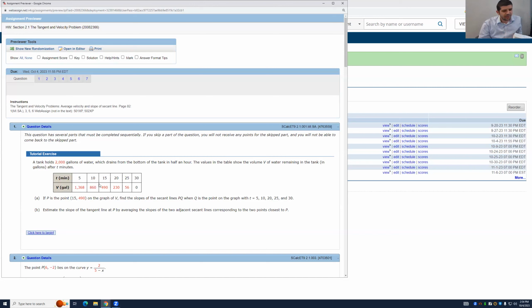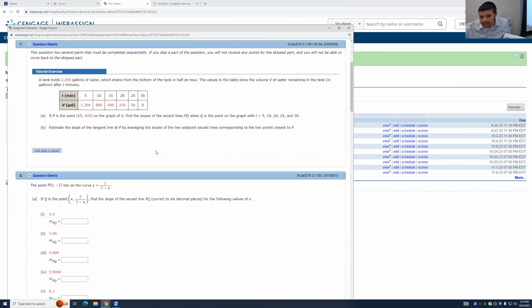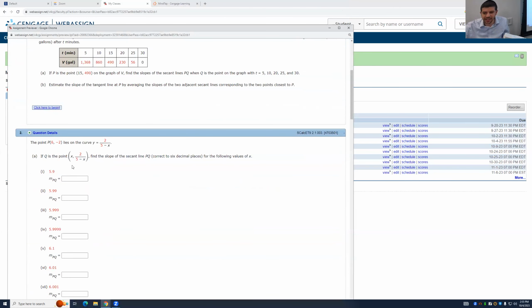Okay, so for this one, you don't have to do limits, you don't have to do anything. You just compute secant slopes between those points, and that approximates the tangent slope. Does that make sense, what to do for that problem? That's for number one, and then number two is what we did last time, just a bunch of secant slopes with this function.